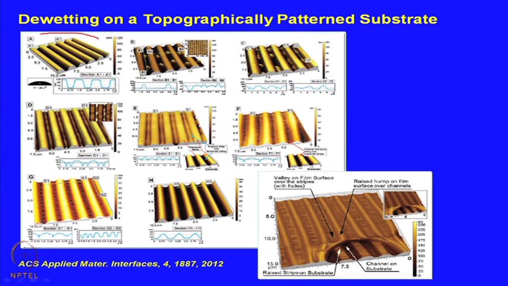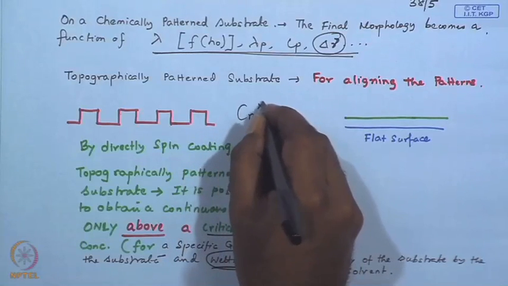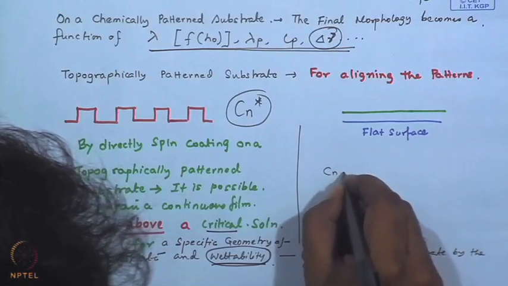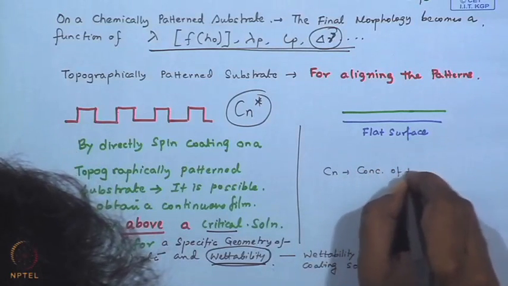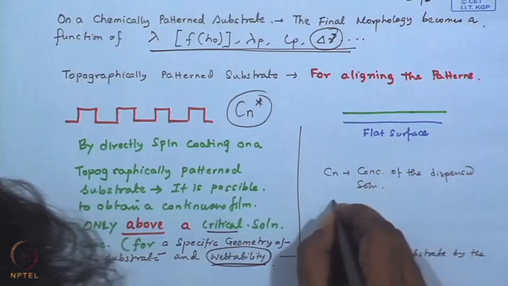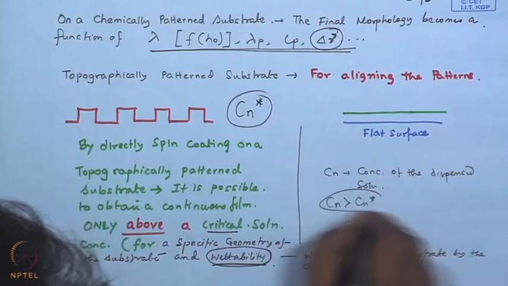This particular experiment was done in our lab. This is the topographically patterned substrate, a grating pattern substrate that was taken, which was lithographically fabricated. Now if you try to spin coat only above a critical concentration, there is no point in quoting the number because that varies from case to case. Let us say Cn star, we could get a continuous film. Let us say Cn is the concentration of the dispensed solution. So, only for Cn greater than Cn star we could get a continuous film.